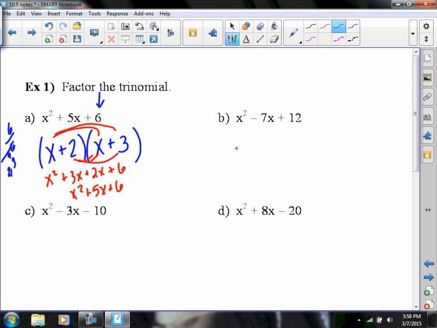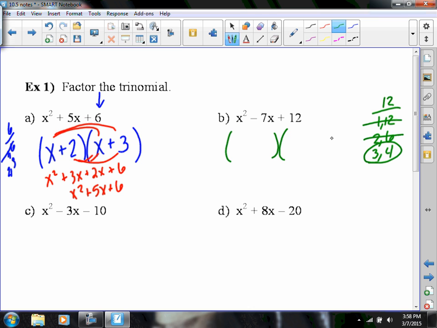Okay, now for part B, I have x squared minus 7x plus 12. So I need the factors of 12. So I could have 1 and 12, 2 and 6, 3 and 4. And then I'm going to need a combination that gets me to a negative 7 somehow. 1 and 12 will not get me to a 7. They'll get me to a 13 or an 11. 6 and 2 could get me to an 8 or a 4. But 3 and 4 can get me to a negative 7 if I make both of them negative.